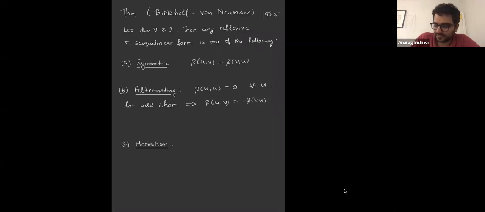And here's an example for you. Beta of, let's say, x comma y vectors, if you want, is equal to x1 y2 minus x2 y1 plus dot dot dot x of n minus 1 y of n minus xn y of n minus 1. And these exist only when your n, in fact, this vector space dimension, is even.